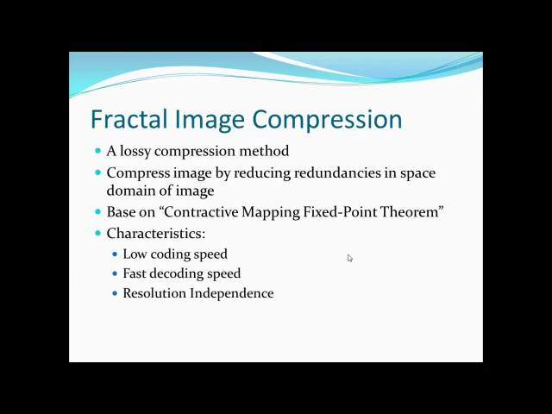Fractal image compression provides many interesting characteristics, including one of the biggest disadvantages, which is low coding speed. It means that it takes a long time to encode an image. But this method also provides many wonderful advantages like fast decoding speed and resolution independence, etc. Here, resolution independent means you can decompress an image at any resolution you want.